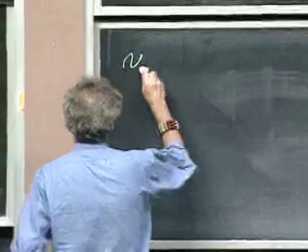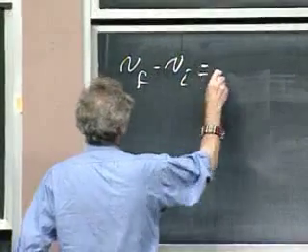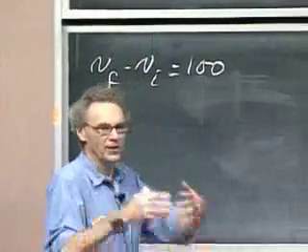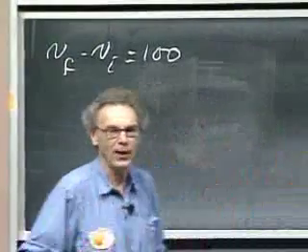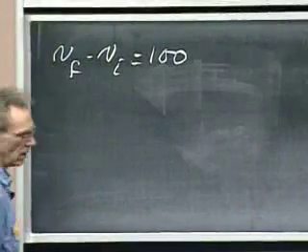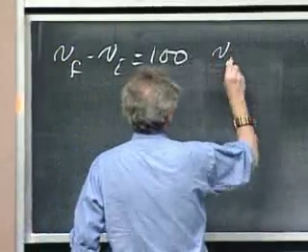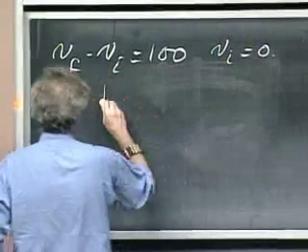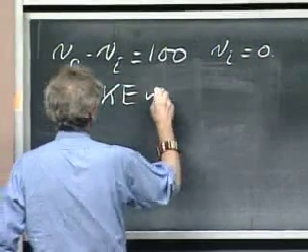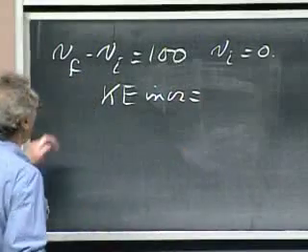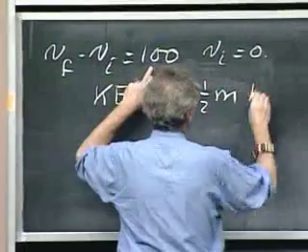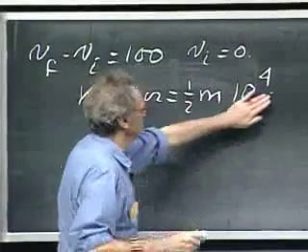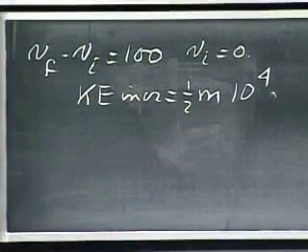Let's suppose that V final minus V initial is 100 meters per second. That's just a given. I have a rocket, I have a certain amount of fuel, I burn it, and that is my change in velocity. I start off with V initial equal to 0. So my kinetic energy increase is 1/2 m times 100 squared, which is 10 to the 4th. That's what I got out of this burn.